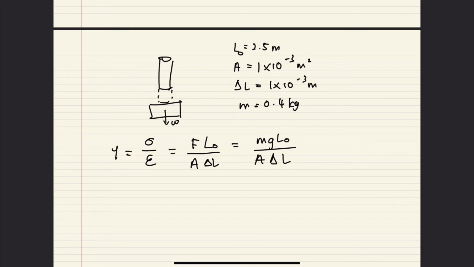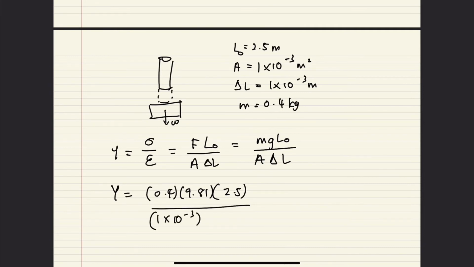L. So my Young modulus will be 0.4, 9.81, 2.5, 1 times 10 to the power of negative 3 multiply with 1. Sorry, that one is the delta L. Oh, I mean, it has the same value.